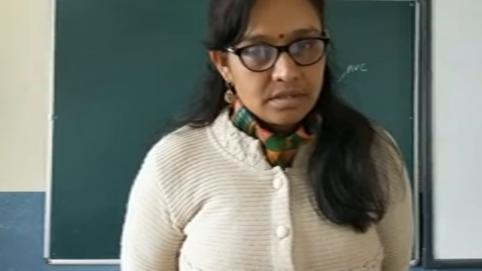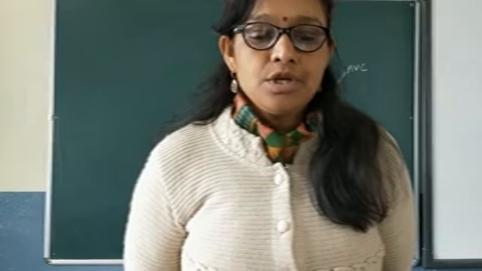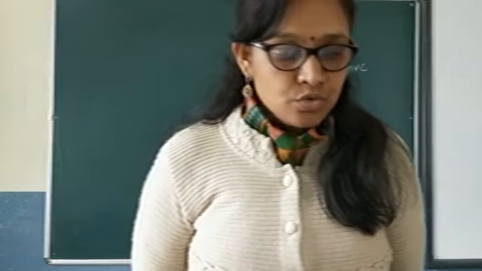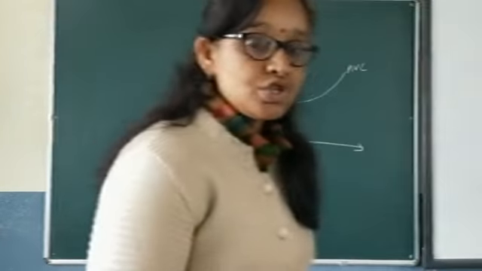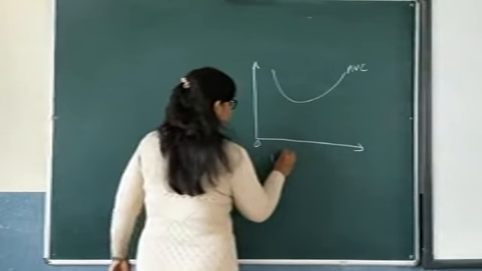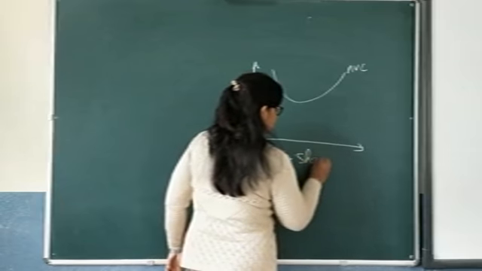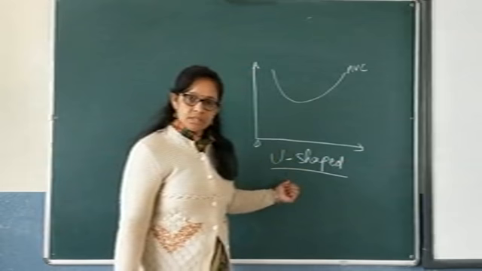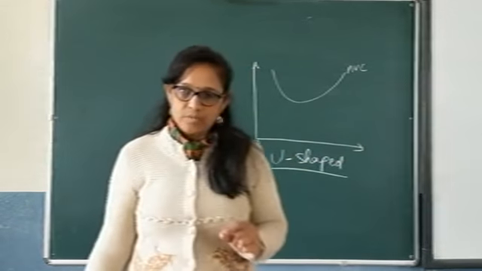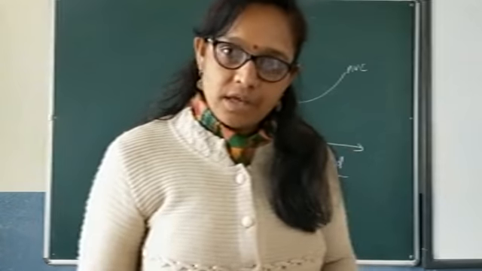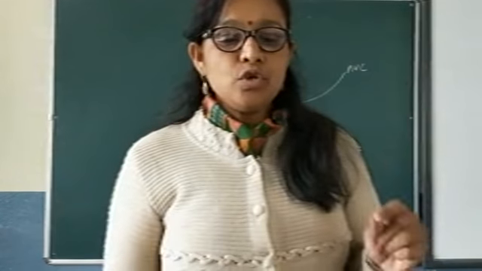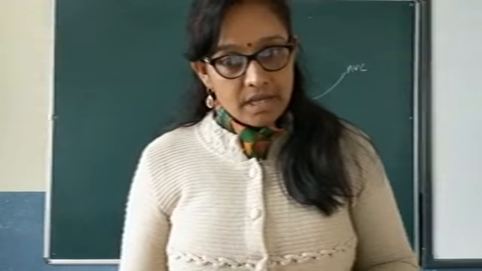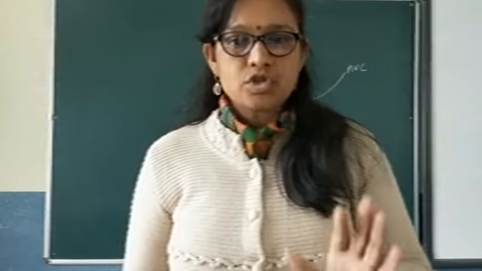Then write: due to this, we got U-shaped. You people have to write this, U-dash-shaped. Due to this, we got a U-shaped average variable cost curve. Full stop.